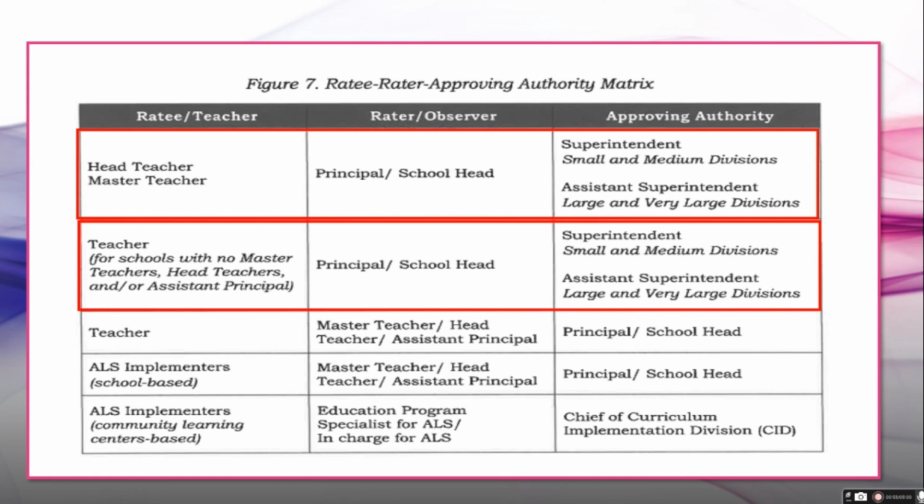Para sa mga teacher po from schools with no master teachers or head teachers or assistant principal, si principal or si school head pa rin po ang rater or observer. At ang approving authority ay ang superintendent para sa small and medium divisions and assistant superintendent for large and very large divisions. Ganun din po para sa mga teacher or mga proficient teachers, ang ating pong rater or observer are master teacher, head teacher, or the assistant principal, whoever is available.